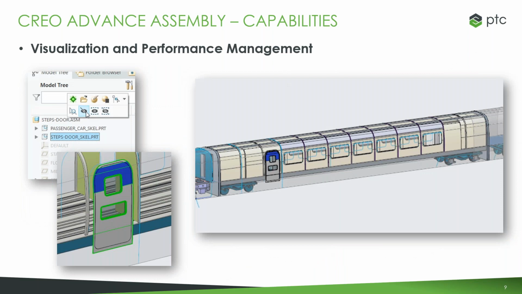Now, talking about the last piece, visualization and product performance management. You only want to look at as much data as you need to at a time with your CAD model, right? You don't want to overwhelm yourself. You don't want to overwhelm your system looking at things or having things up that don't need to be there. So there are a couple of ways that Advanced Assembly allows you to change your visualization for optimal performance management.